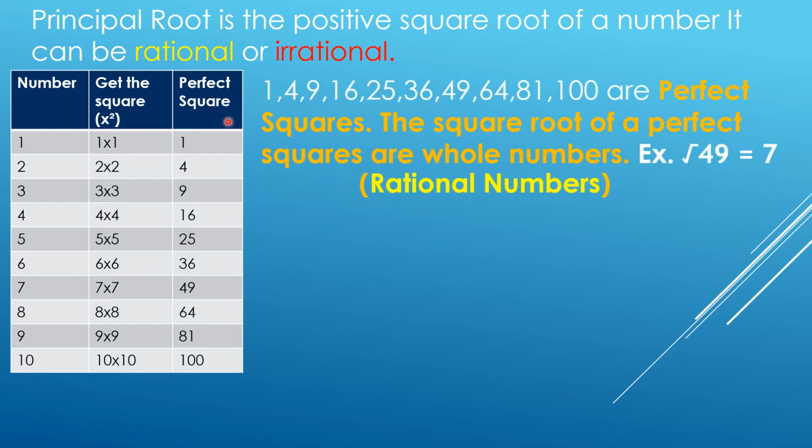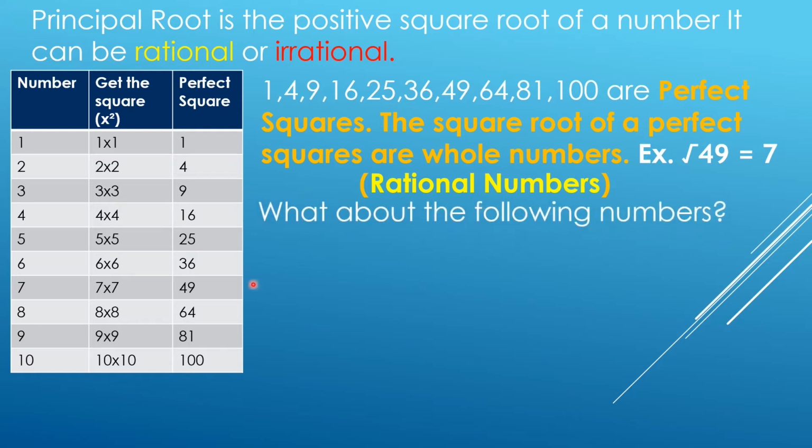so these numbers here are what we call perfect squares. And the square roots of perfect squares are rational numbers. Okay, so for example here, square root of 49 is 7.